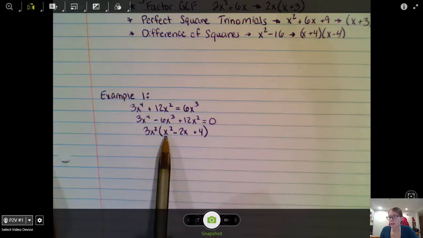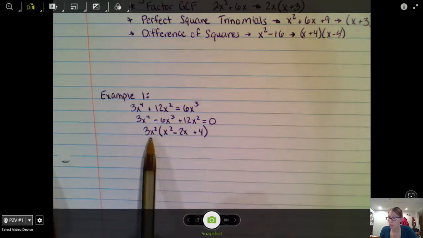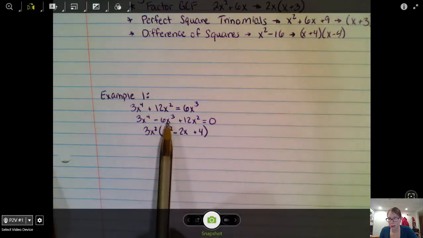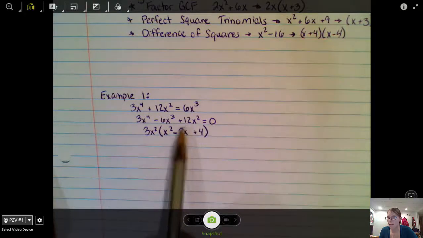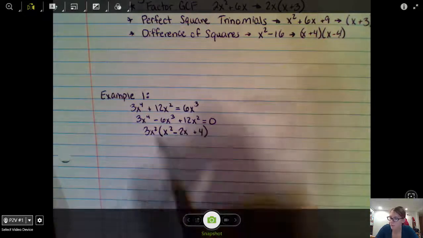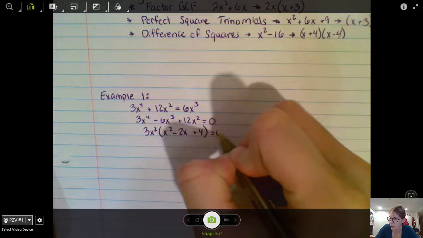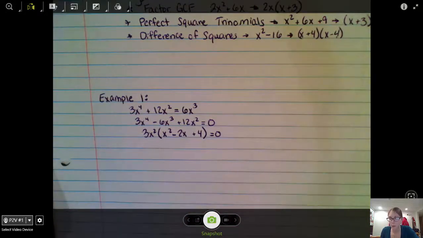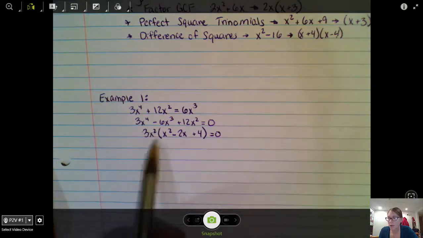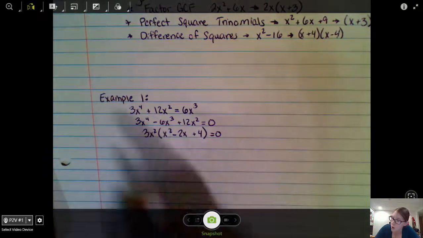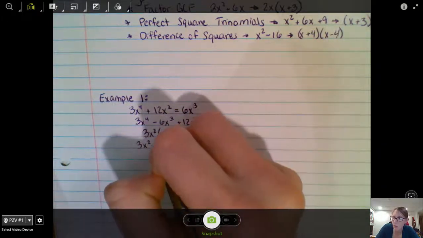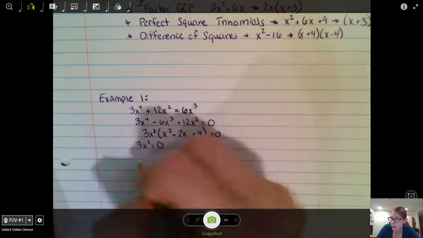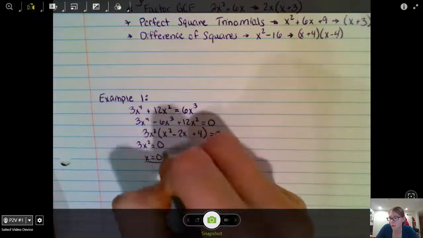3x squared times x squared is 3x to the fourth. 3x squared times the negative 2x is our negative 6x cubed. And 3x squared times the 4 gives us 12x squared. That equals our 0 here. Then just like when we solved quadratic equations by factoring, once you have two things multiplied together equaling 0, use the zero product property. Think about, what is 3x squared equals 0? Well, that happens when x is 0. That's one of our solutions.